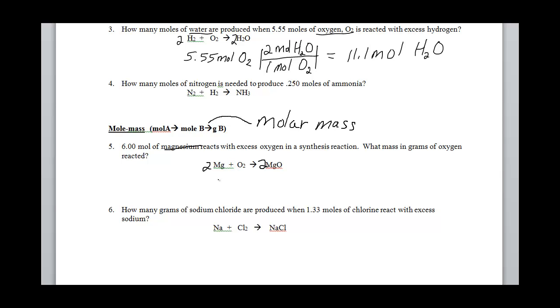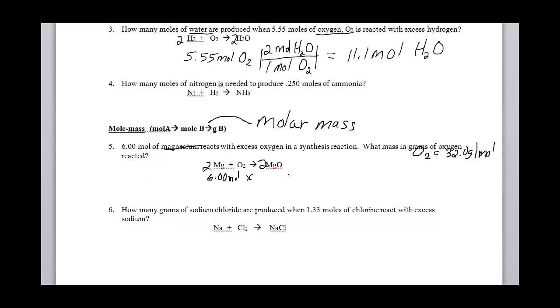Now sometimes when I'm writing these, I write what I know right underneath it. So I have this many moles of magnesium. Where am I going? I want to know how much oxygen I have. That's my unknown. Also writing it like that keeps it straight. But what do I know? I'm going to need oxygen. The molar mass of oxygen is 32 grams per mole because it's O2.